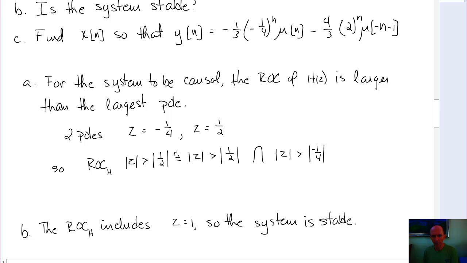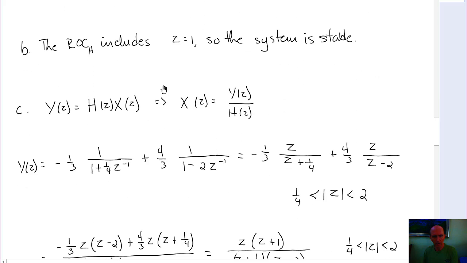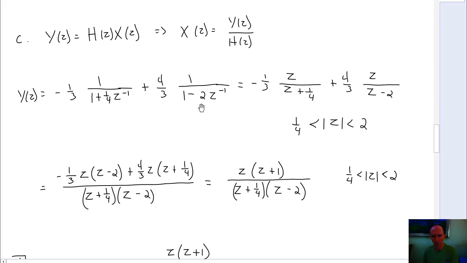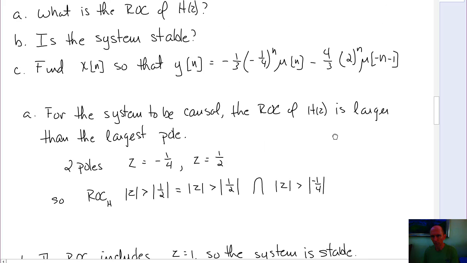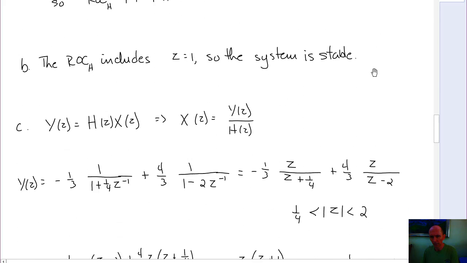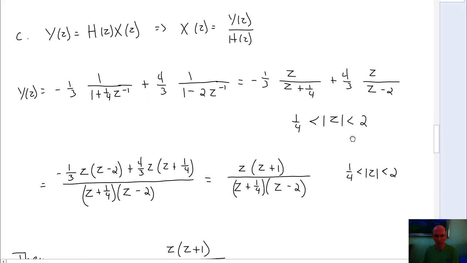They give us y of n, so we're going to have to take the z transform, which would be this, and it gives us a region of convergence between 1/4 and 2. Of course, it's between 1/4 and 2 because this part is mu of n, but this is mu of minus n minus 1, so these terms are the ones that give us the region of convergence less than 2.